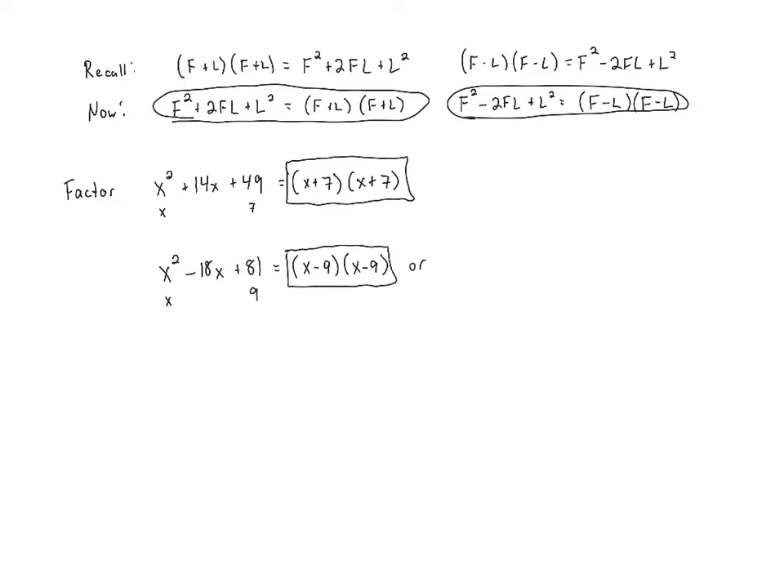We can also write this as x minus 9 squared. Either one of these would be acceptable. You don't have to do both of them. I just want to show you both of them so you can see that both of them are acceptable. How could we rewrite this first one? Instead of x plus 7 times x plus 7, x plus 7 squared. Also acceptable.